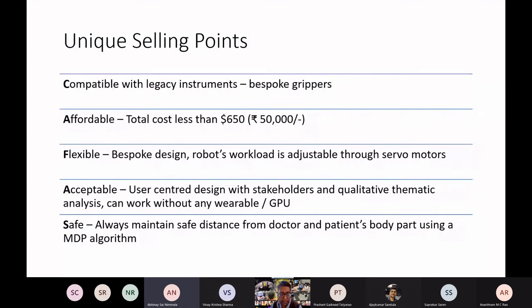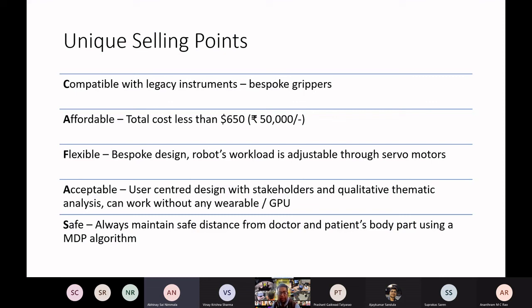So here are some unique selling points of this particular CoBot: it was compatible with legacy instruments through bespoke grippers, and it's affordable and flexible, in that the robot's workload is adjustable by using different servo motors. So if we want to change any legacy instrument, the whole system can be adjusted for newer or different medical instruments just by changing the motors without changing the user interface part. And also we have undertaken, or are still undertaking, user studies to get user acceptance. And all this is also safe in the sense that, like the previous example, the robot end effector keeps a safe distance away from the particular person in question, or the patient.